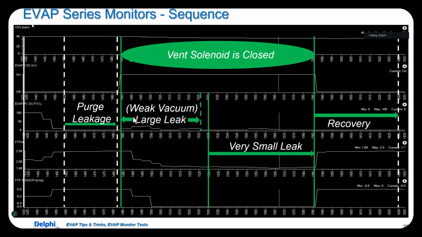Then we do the weak vacuum I just showed you. The vent is on this whole time. And GM does have a tendency to flicker it a little bit, but everybody else leaves it on. Most people don't even catch that flicker. Very small leak test here. And then we vent it out, and there's your recovery. And if all is good, we're done with our test right here.